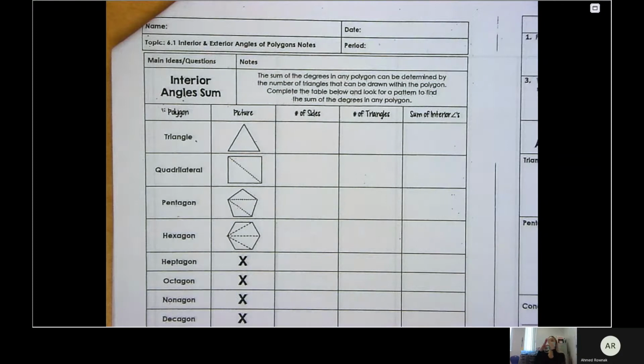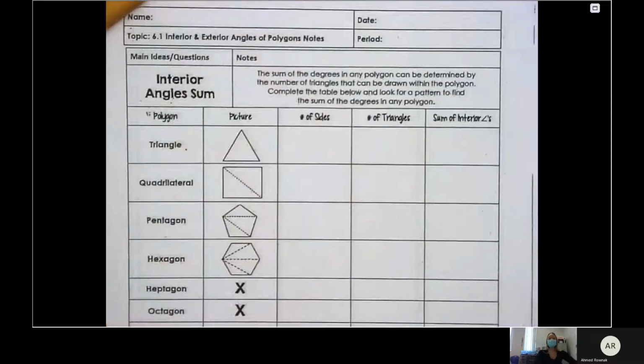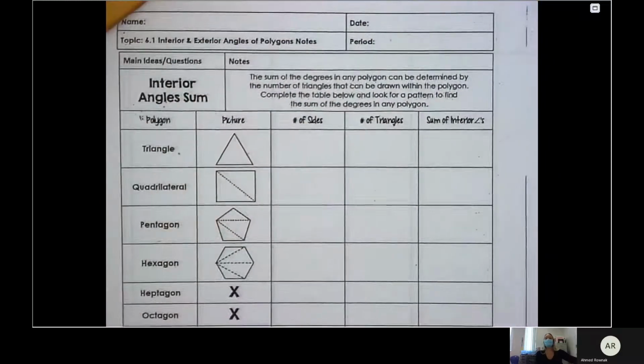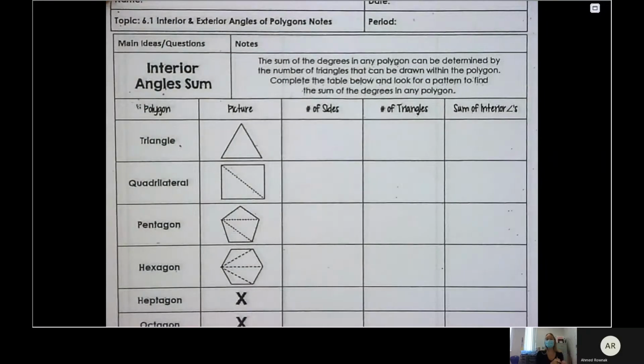Right, it's like a triangle is a polygon, a square is a polygon, has to be closed, and all of the sides have to be straight. So you can't have like a wiggly figure, that's not a polygon. It has to have straight sides to be a polygon. Okay, interior angles sum. The sum of the degrees in any polygon can be determined by the number of triangles that can be drawn within the polygon. Complete the table below and look for a pattern to find the sum of the degrees in any polygon.